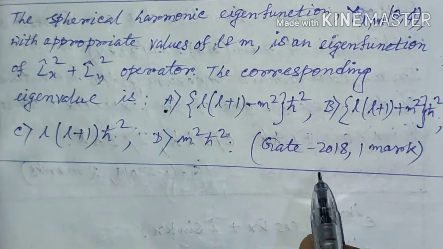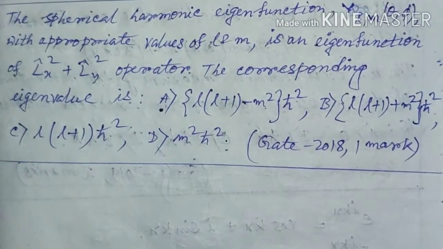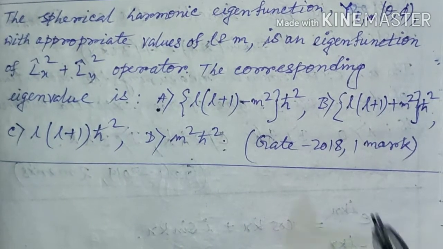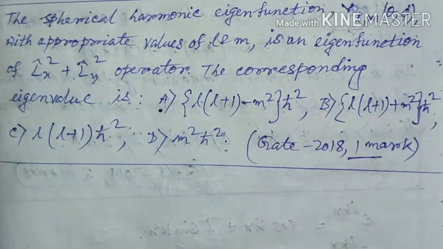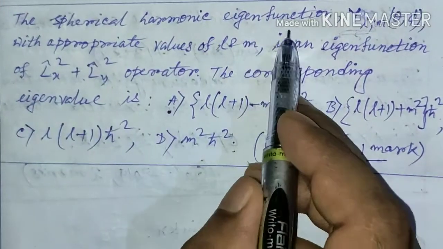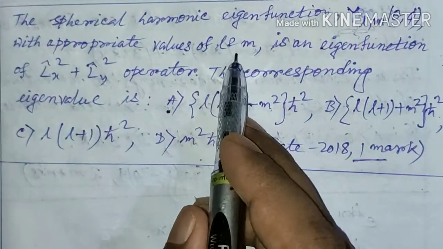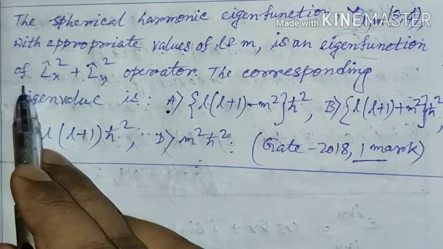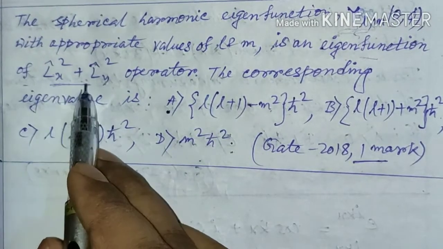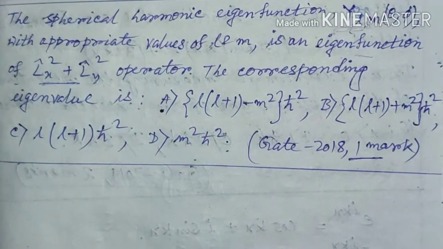This question came in GATE 2018 for 1 mark. It is a little difficult question, and you have to apply some trick to solve it easily, since it is just asked for 1 mark. And you will see here that it is given as the spherical harmonic eigenfunction psi lm theta phi with appropriate values of l and m is an eigenfunction of Lx square plus Ly square. These are the angular momentum operator, and the corresponding eigenvalue we have to calculate.